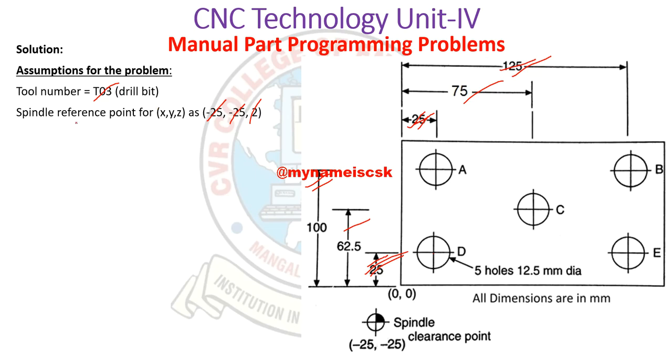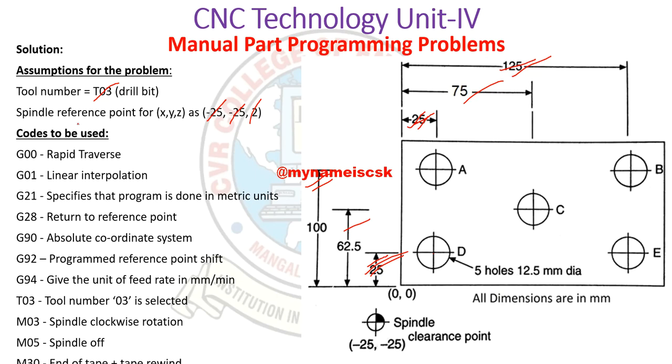So this is our reference position or home position. Okay. Next, these are the codes we have to use: G0 rapid traverse, G01 linear interpolation, G25 is done in metric units because in India we use only metric units. G28 going to home position or reference point.